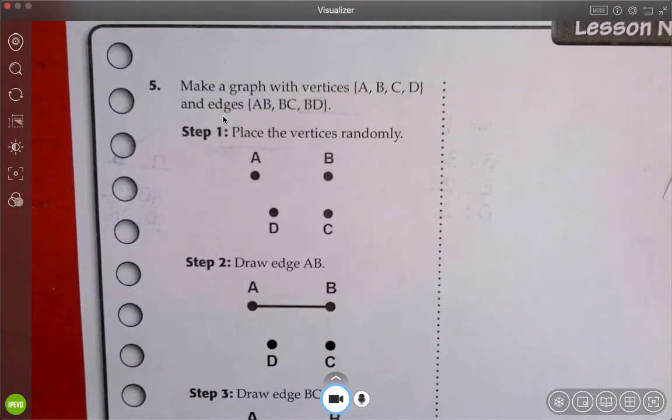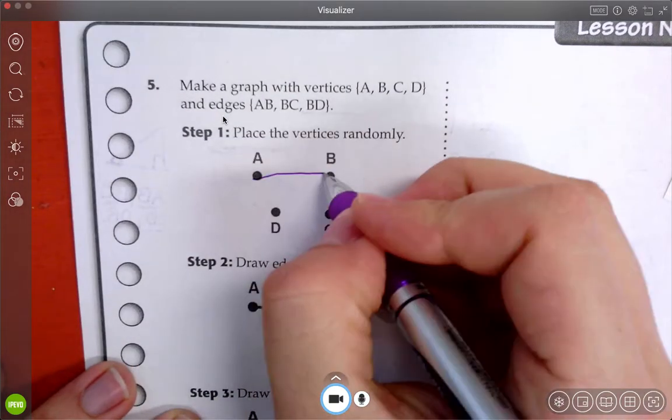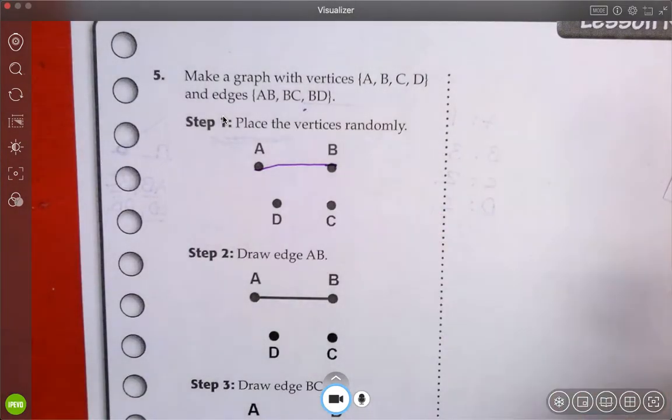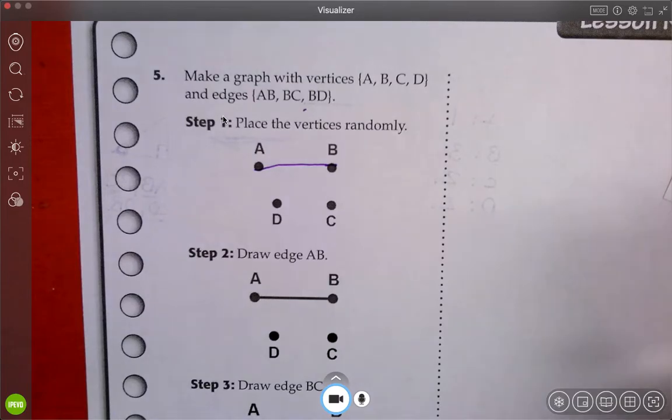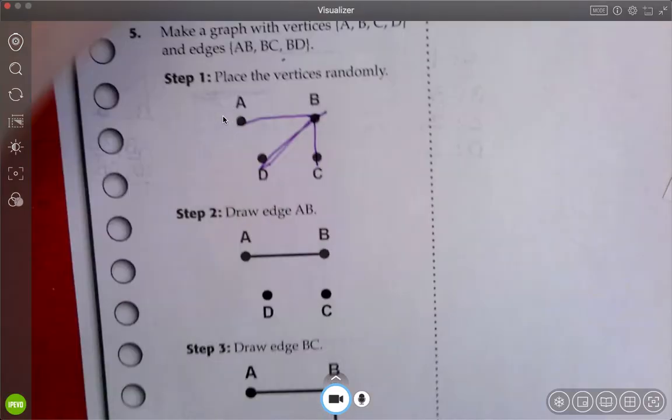Okay, here we get to make a graph. It's like science rules. You get to make something. So make a graph with the vertices A, B, C, and D, and edges AB, BC, and BD. You're going to tell me what lines I should draw. So what is edge AB? Yeah, so I would draw the line from A to B. My next edge is BC, so what would I do? My next edge is BD, so what would I do with that? And look at the final answer.